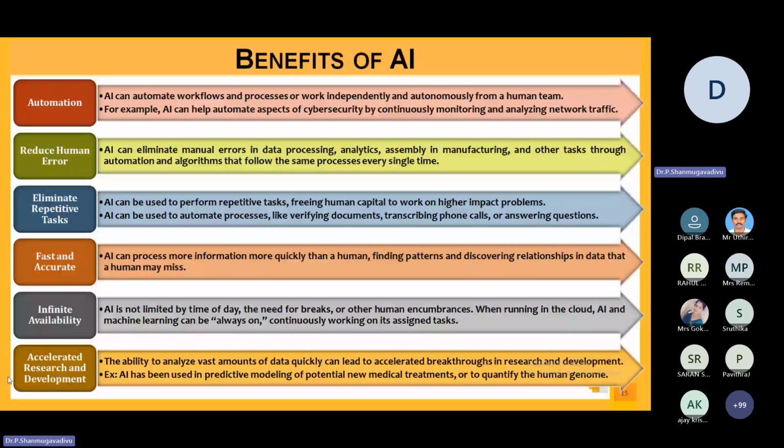So instead of doing a task by a human intervention, if it is done automatically, it is expected that the error will be lesser. Then eliminate repetitive tasks. AI can be used to perform repetitive tasks, freeing human capital to work on higher impact problems. See now, this artificial intelligence helps us to handle repetitive tasks as well as complex tasks. Then, whenever we rely on an artificial intelligence model, when the model is built, there is always possibility that it tries to be accurate as much as possible.